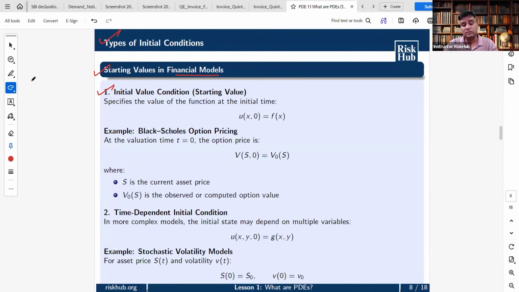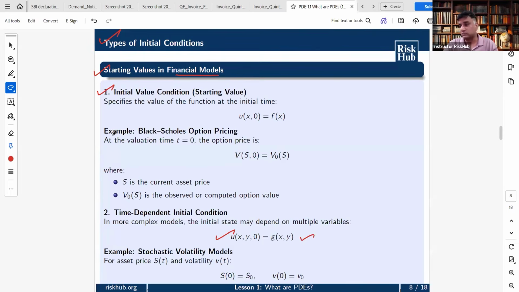Then we have multivariable initial conditions. The slide gives us u(x, y, 0) = g(x, y). Now say u of x comma y at time 0 equals g of x comma y. This applies when the model has more than one state variable. Example: a stochastic volatility model, S0 = S naught, V0 = V naught.